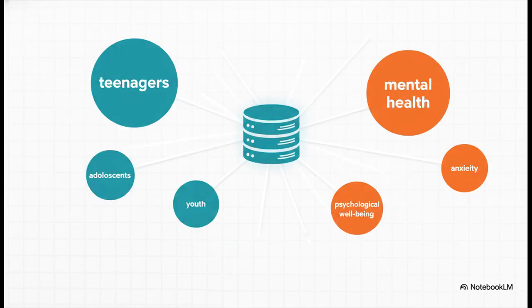Now for step 2, we have to learn to think like a machine. A database is powerful, but it's not smart. It just matches the words you give it. So for teenagers, you should also be searching for adolescents or youth. For mental health, you could try psychological well-being or even anxiety. The more of these related terms you use, the better your chances are of striking gold.